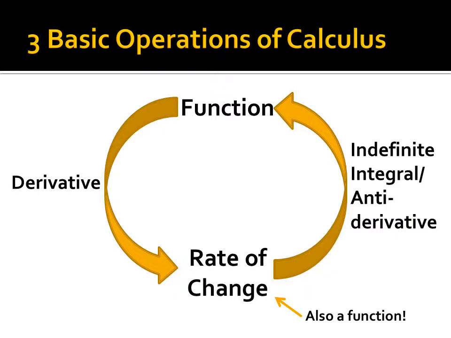Now, your velocity also does not have to be a singular number. If you just look at the speedometer on your car, your speedometer basically tells you what your velocity is, and the fact that it's a whole dial means that that number can change. So your rate of change can change. And since it changes as a function of time, that makes it a function.